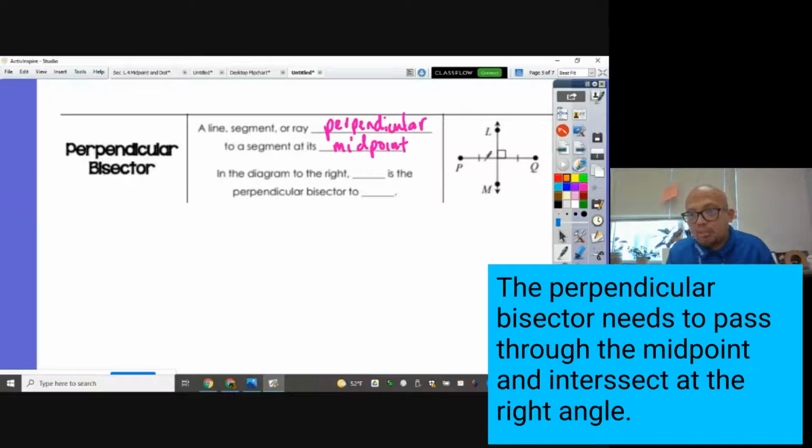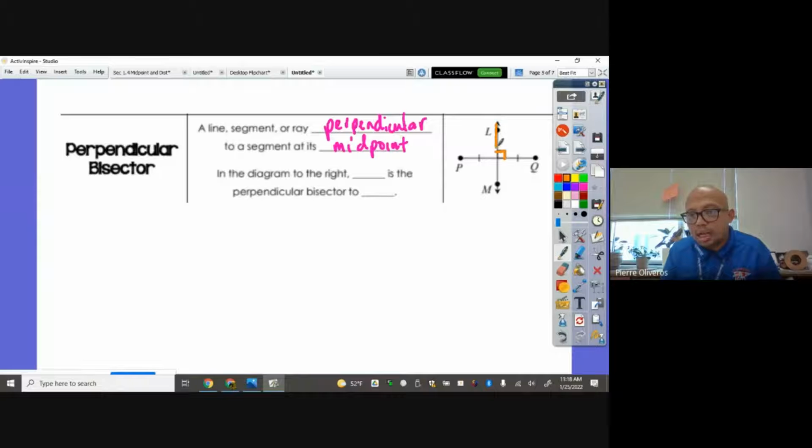Because imagine, look at the figure on the right. This measures a 90 degree angle. So this orange line crosses at a 90 degree angle, so therefore it's perpendicular. And this segment has a midpoint, this green midpoint. So now the two sides are equal. Therefore it's called a perpendicular bisector. So again, one more time, a perpendicular bisector crosses at a 90 degree angle, and this side here will be congruent.